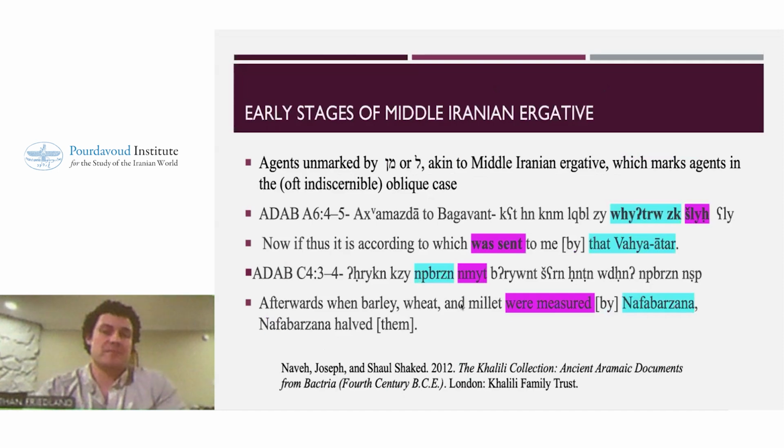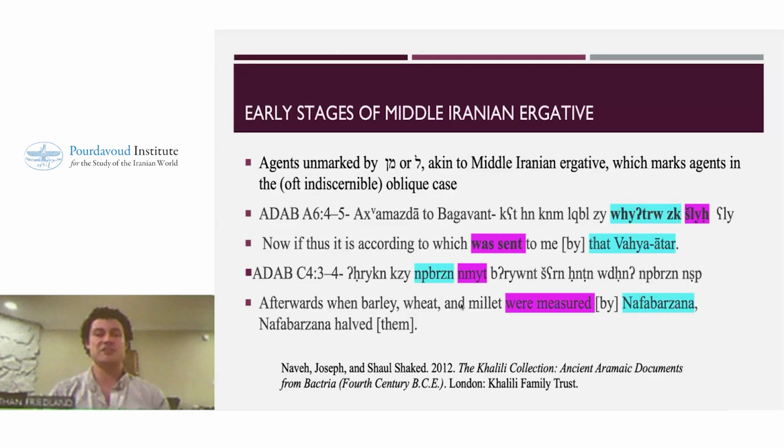There are two examples where we find a passive participle and an apparently unmarked agent. Both passages belong to the late 4th century BCE Bactrian corpus and likely reflect the nascent Middle Iranian ergative system. The Middle Iranian ergative doesn't require any particle, like a lamed or a min, to mark the agent.